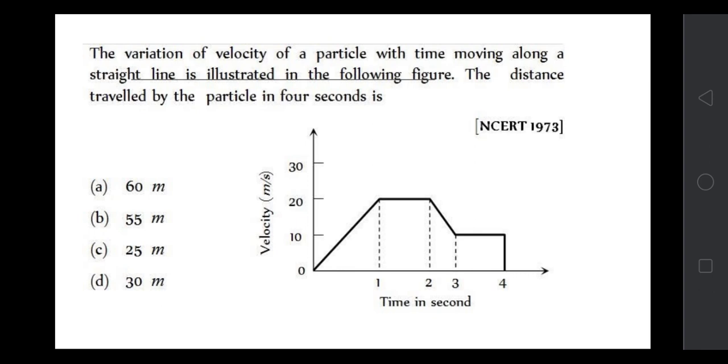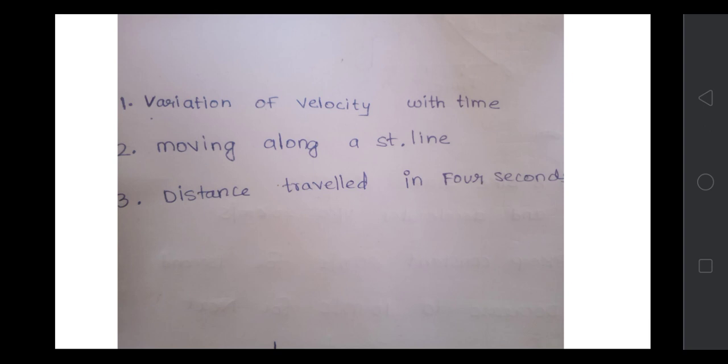So when I said that velocity must be defined with the direction, here also the same thing happened. They defined velocity and said that it is moving along a straight line, so they also denoted the direction. The next physical term is the distance traveled by the particle in 4 seconds. They asked for the distance. Now we'll solve this question. We'll cut short this question and solve it step by step. So, these are the main hints we have to note from the question.